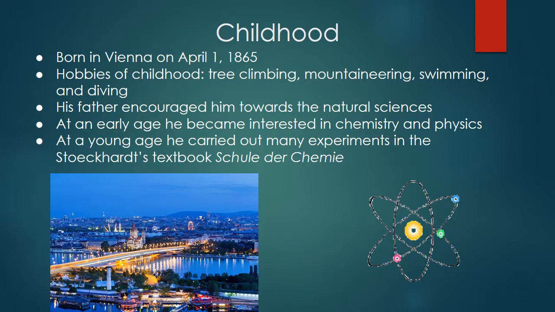Zsigmondy was born in Vienna on April 1, 1865. When he was young, some of his childhood hobbies were tree climbing, mountaineering, swimming, and diving. His father also encouraged him and his siblings towards many of the natural sciences. At an early age, he became interested in chemistry and physics. He also carried out many experiments from chemistry textbooks.